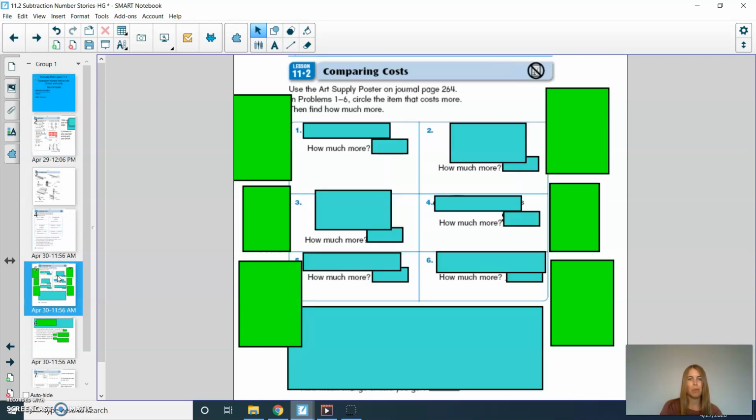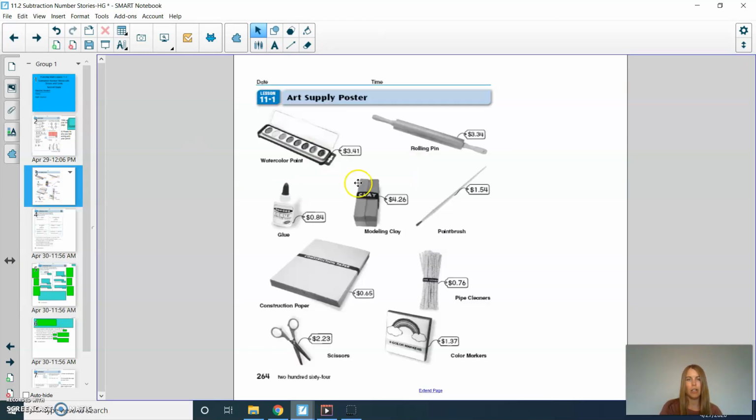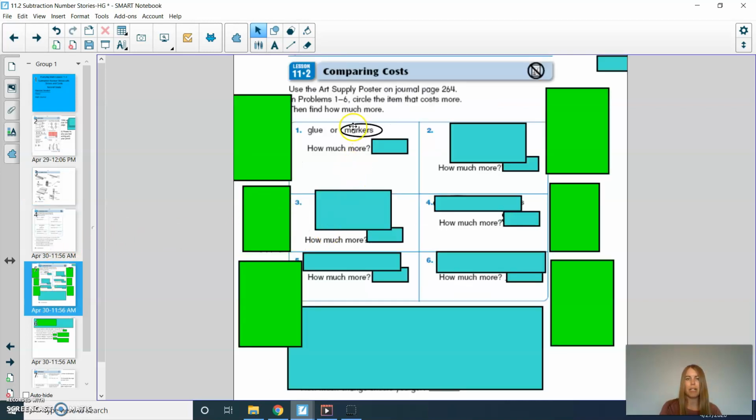We'll talk about number 1 first. The two that I'm looking for are glue and markers. If I go to my chart and look at the price, glue is 84 cents and markers are $1.37. So I know that markers are more. Now when I want to know how much more, I need to subtract.